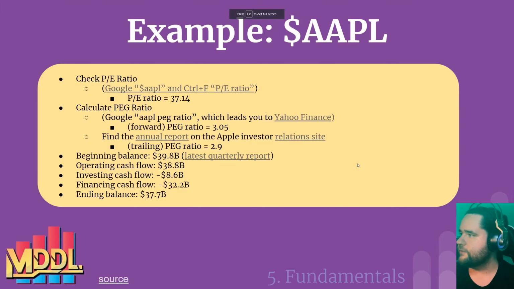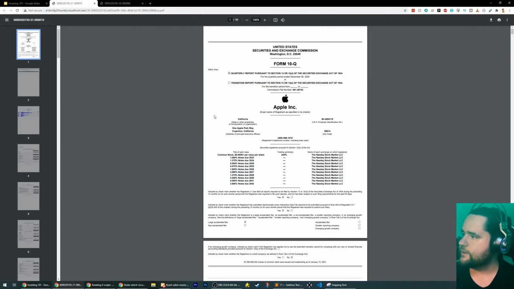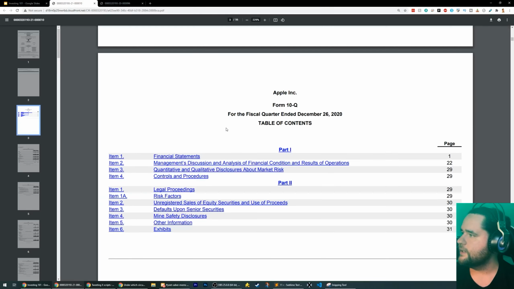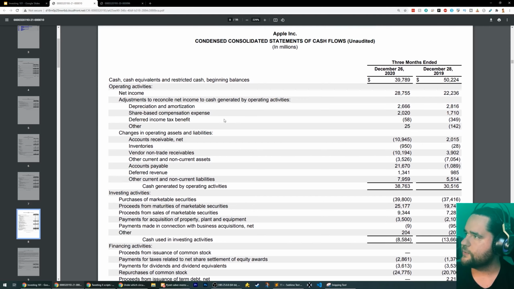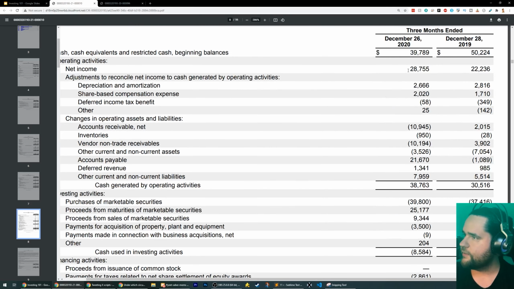And then just going through the rest of this example, I gleaned this information from the latest quarterly report. And so if we want to take a look here, let's find it in the table of contents. Yeah, here we go. Cash flow. Here's the cash flow statements. So basically you see everything itemized. And pro tip, if you see a value that's in parentheses, then that means that it's a negative value.